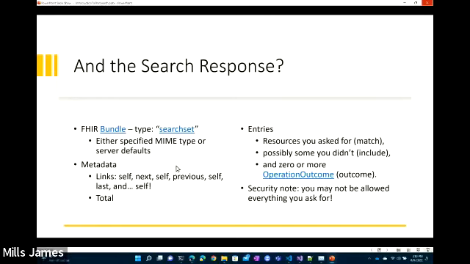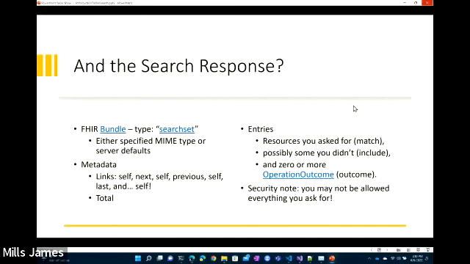It can be in whatever MIME type. So if you're using XML or JSON, both are fine. It does have metadata. And one of the most important things, it has links. As I note here, there's the self link, the next link for paging, the previous link for paging, the last link for paging, and the self link, which we'll get to in a minute. But that is the most important, the first among all of them, we'll say.